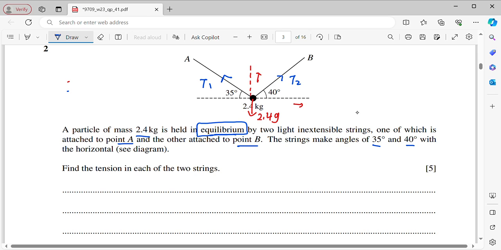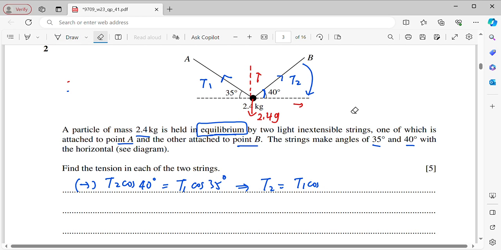So now I resolve horizontally. I will write T2 cos 40 degrees because I'm referring to the given angle here. Since T2 is towards the right side, then T1 is towards the left side, so it will be balanced. Then it will be T1 cos 35 degrees. So from here, I can get my T2 as T1 cos 35 degrees over cos 40 degrees.